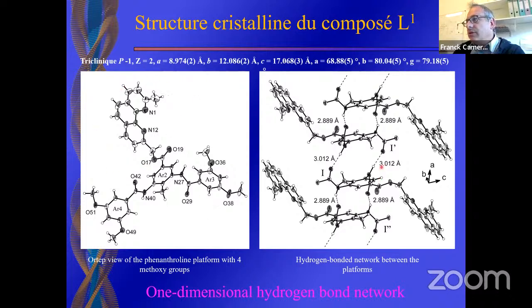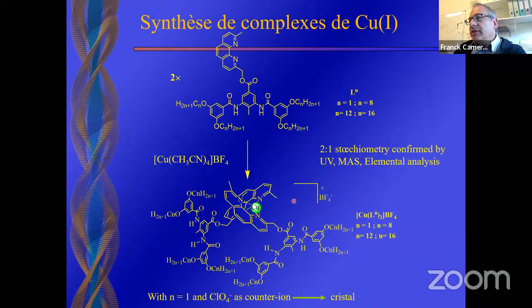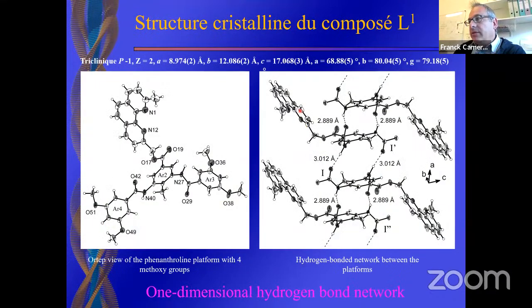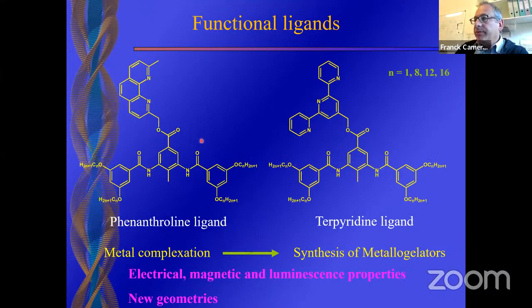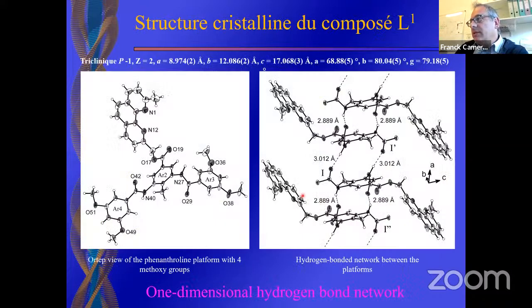So here, this is the crystal structure we obtained. You can see that you have a one-dimensional stacking of the platform in the center. We removed the phenyl with the long chain for clarity. But you can see that you really have one-dimensional stacking stabilized through hydrogen bonding.